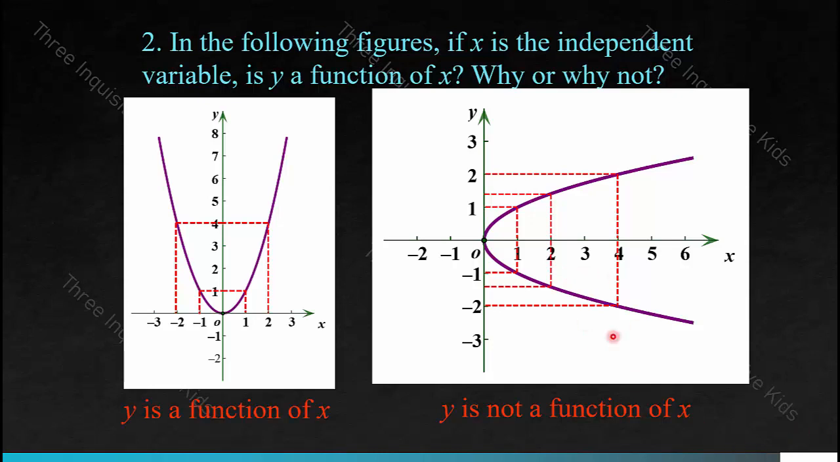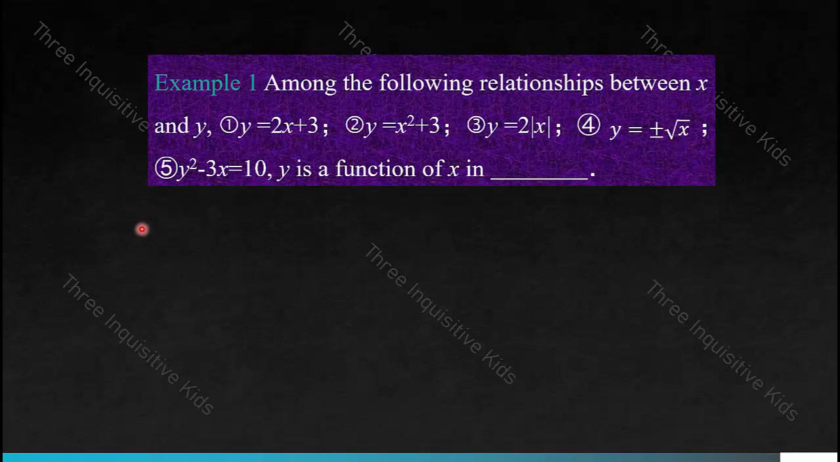So here y is not a function of x, and here y is a function of x. Example 1. Among the following relationships between x and y, there are 5 different relationships between x and y shown.